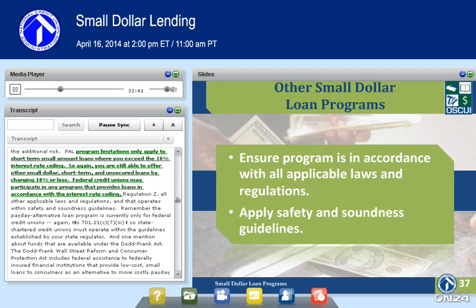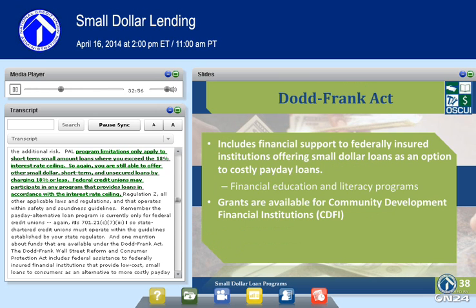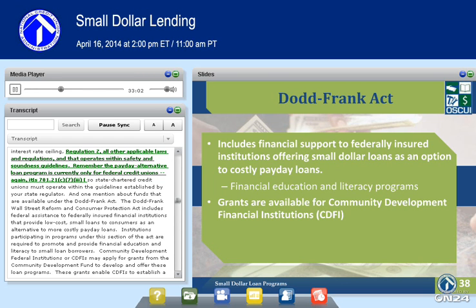PAL program limitations only apply to short-term small amount loans where you exceed the 18% interest rate ceiling. So again, you are still able to offer other small dollar short-term and unsecured loans by charging 18% or less. Federal credit unions may participate in any program that provides loans in accordance with the interest rate ceiling, Regulation Z, all other applicable laws and regulations, and that operates within safety and soundness guidelines.